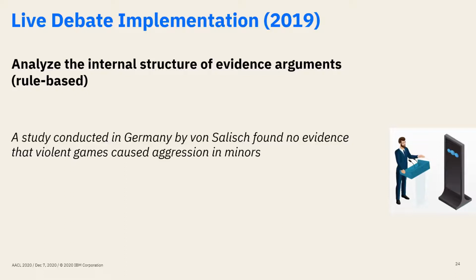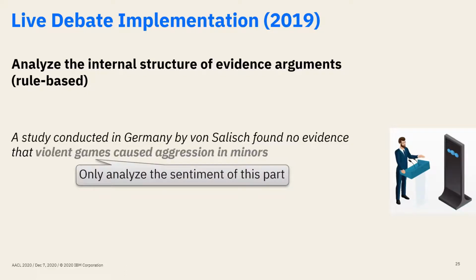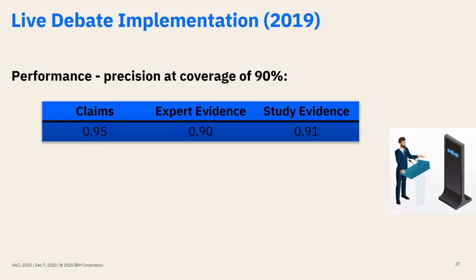We further analyzed the internal structure of evidence arguments using rule-based methods. First, we aim to extract the main claim embedded within the evidence and send only this part to sentiment analysis. Second, we aim to detect the stance of the evidence towards the embedded claim and reverse the polarity if needed. The overall performance we obtained was very high, 95% accuracy for claims and 90 to 91% for evidence, when making prediction for 90% of the arguments. And this was for unseen debate topics.